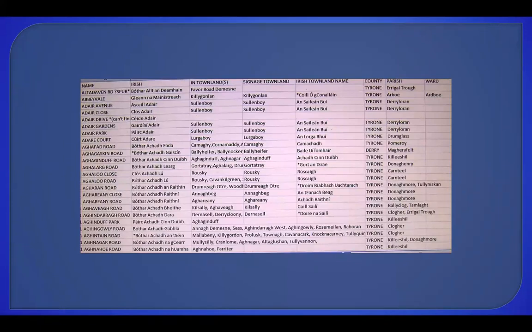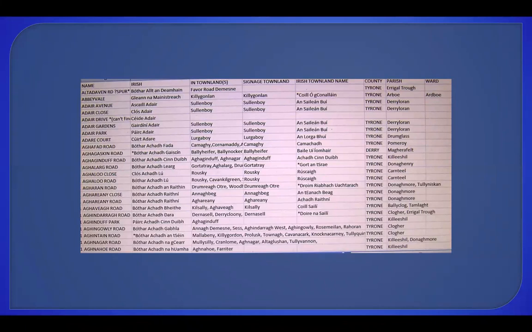Okay, move on to the next slide, please. This is just a sample page from the Excel spreadsheet which I was given to work on, and you can see the different headings. First, the name of the town, then the Irish name of the town. Sorry, name of the road is first, then the Irish name of the road, then the townland or townlands. Some of them go through quite a lot of townlands.